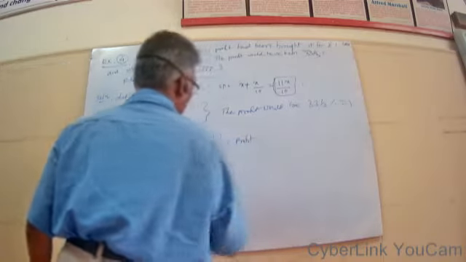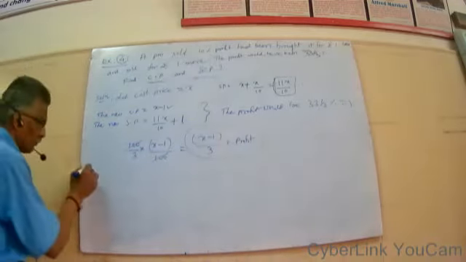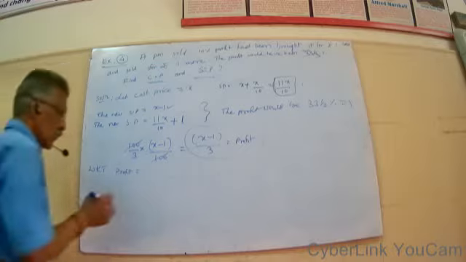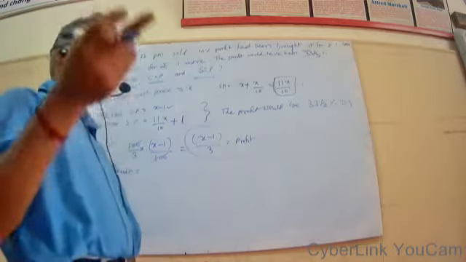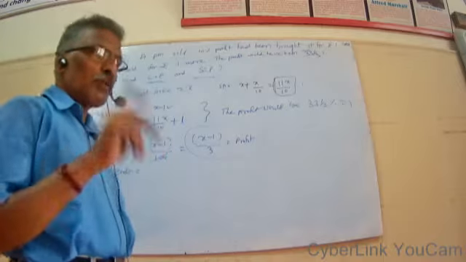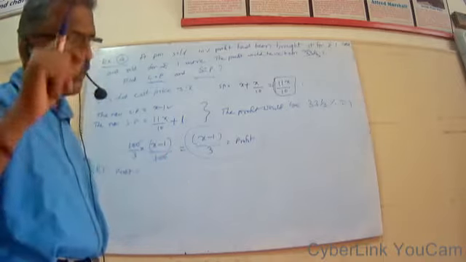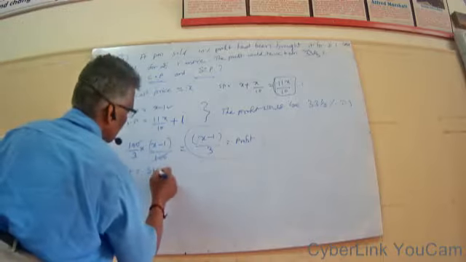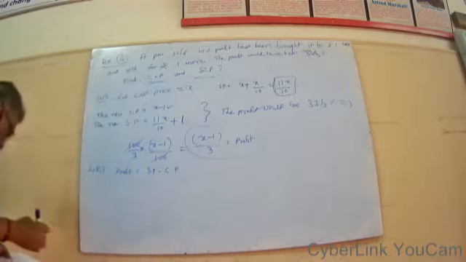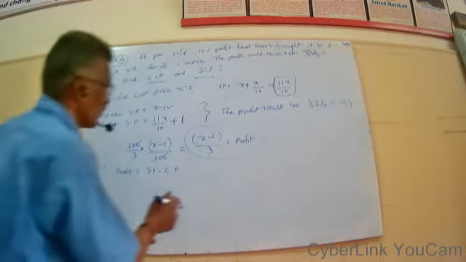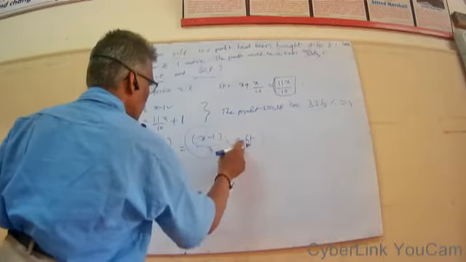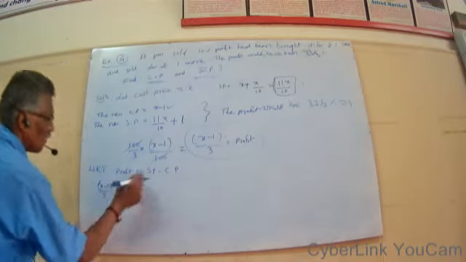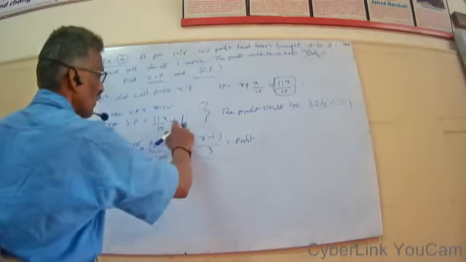We know that if the cost price is more and the selling price is less, then there is a loss. If it is a profit, the cost price is less and the selling price is more. So profit equals selling price minus cost price. With the profit x minus 1 by 3, this equals the new selling price minus the new cost price.